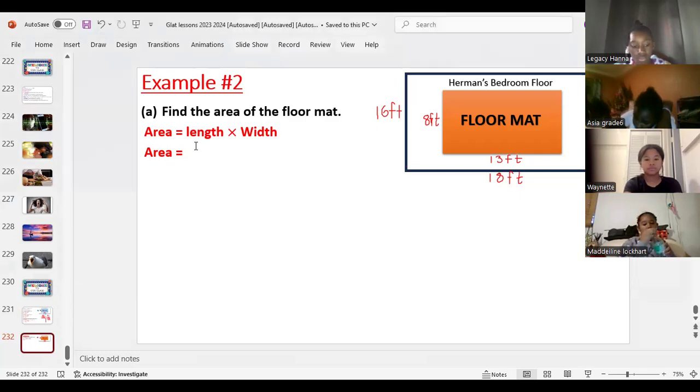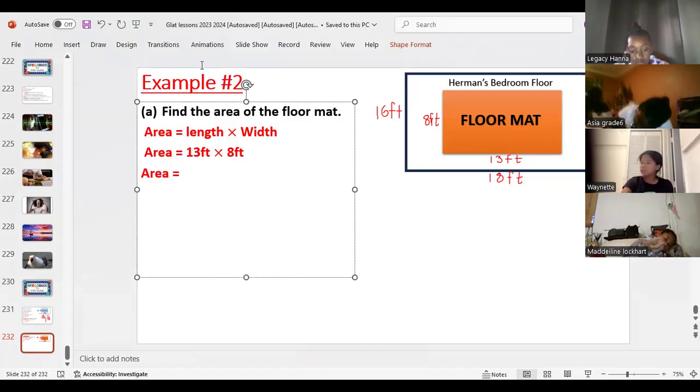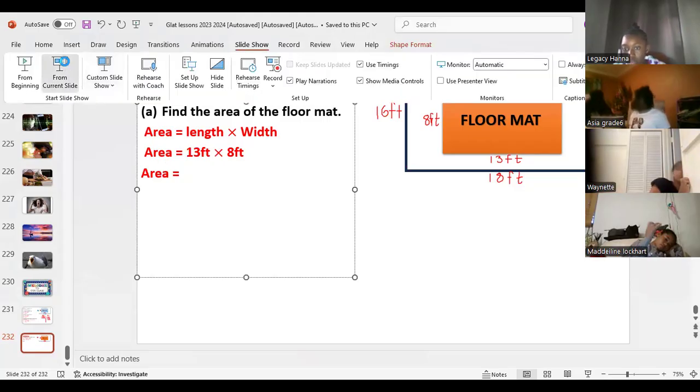All right, so we have length times width. The length is going to be what? 13 feet, right? Yes. And the width is going to be 8 feet. So the length is 13 feet, the width is 8 feet, and so the area, therefore, is going to be 13 times 8.